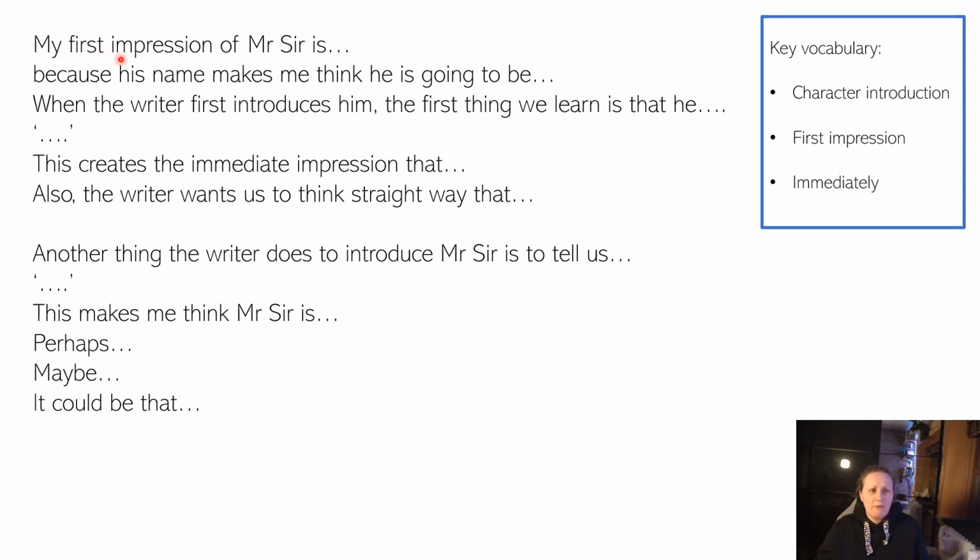Okay, so my first impression of Mr. Sir is... think of some adjectives, some words to describe what you think Mr. Sir is like. When we thought about his name, what did we think he was going to be like? Because his name makes me think he's going to be what? What sort of a person is he going to be like?